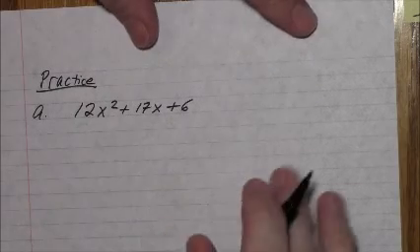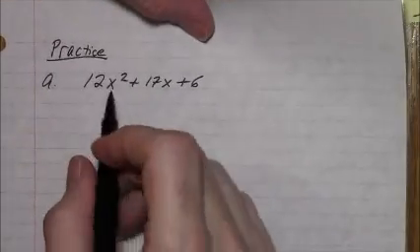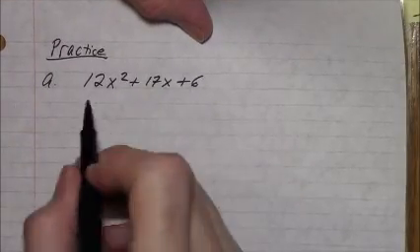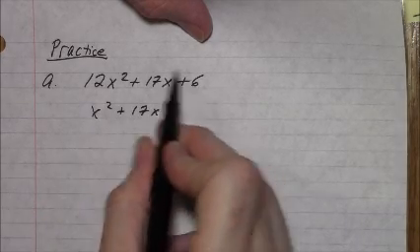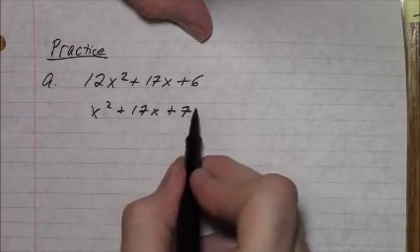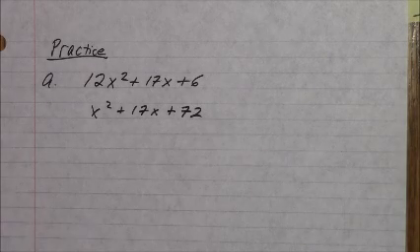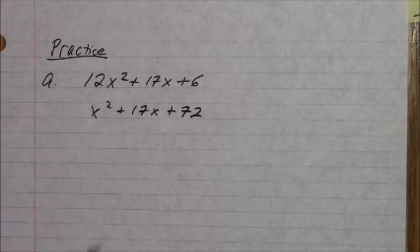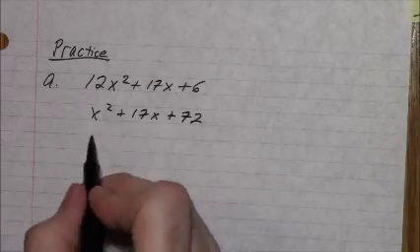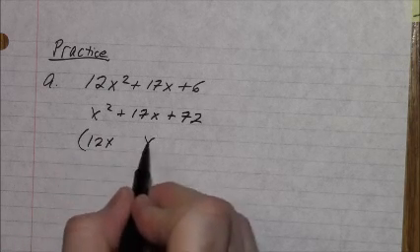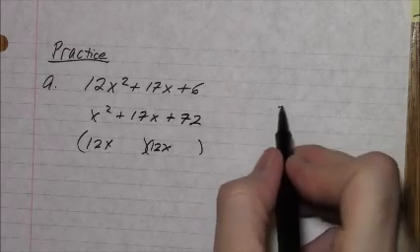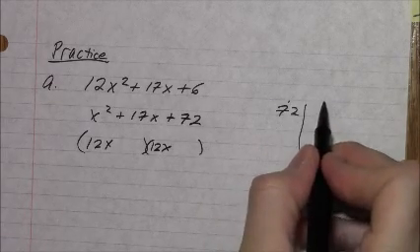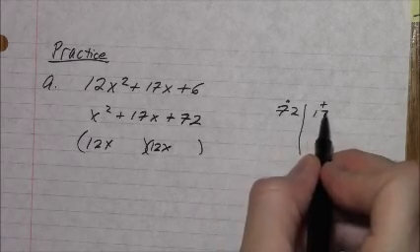Alright, here are the steps we're going to do for this one. I'm going to take the 12 and multiply it to the 6. 12x squared plus 17x plus 72. Okay, so now that I have that, I'm going to take that 12x and put it in both sets of parentheses. Over here I'll figure out what multiplies to 72 and what adds to 17.